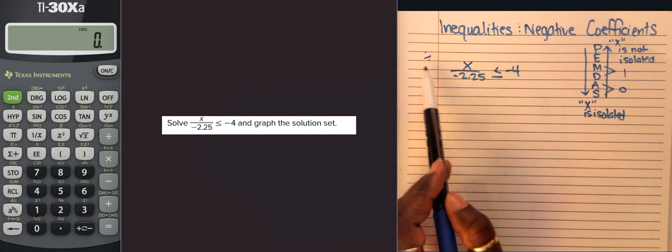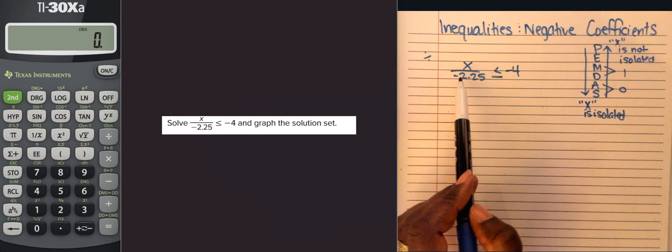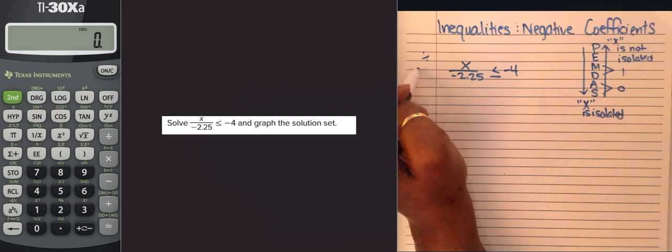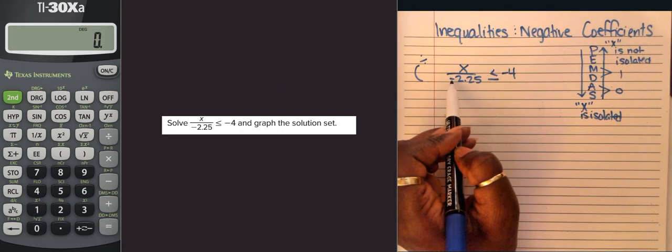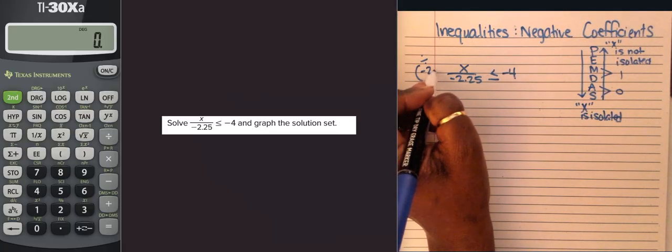So I am going to get rid of it by using the inverse operation of division, which is multiplication. I'm going to multiply both sides by the same number. Remember, if it's positive or negative, whatever it may be, you're going to also include that sign. So I'm going to multiply both sides by negative 2.25.